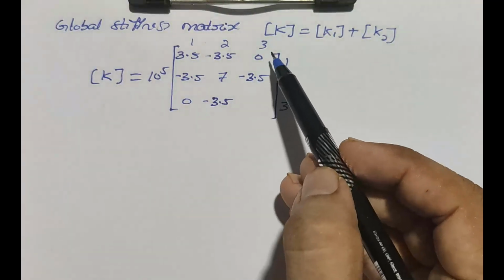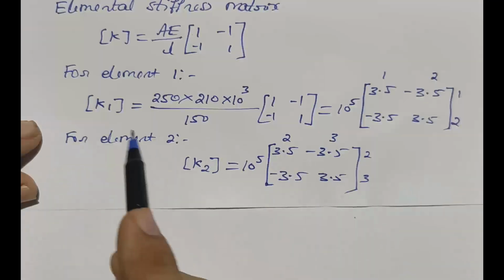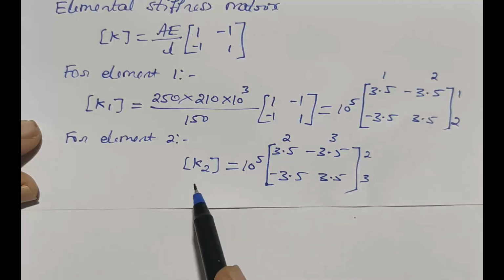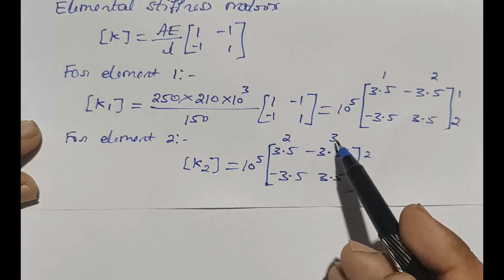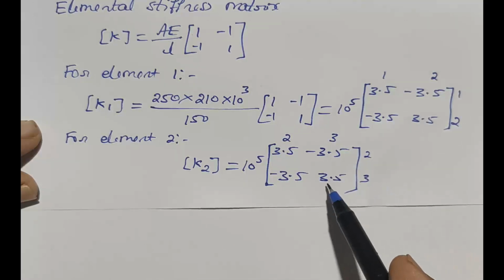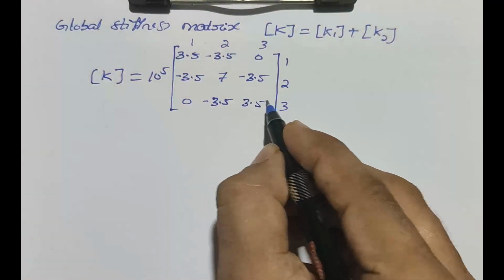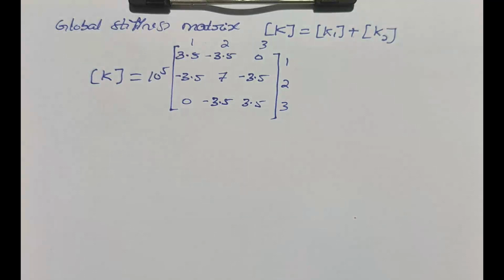Next we need element corresponding to 3 and 3. See in K1 we don't have any element corresponding to 3 and 3. But in K2 we have element corresponding to 3 and 3, that is 3.5. Therefore here we will get 3.5. This is the global stiffness matrix.